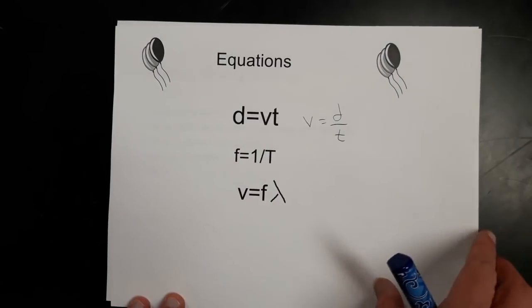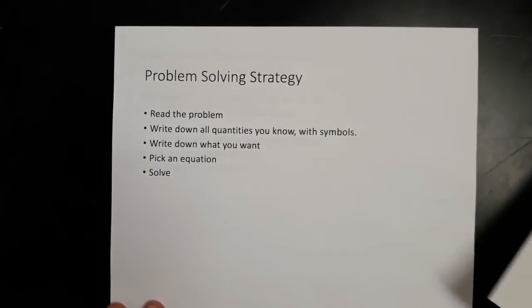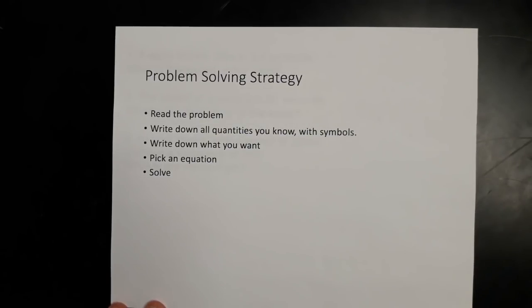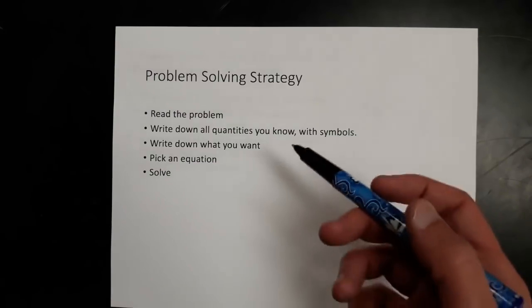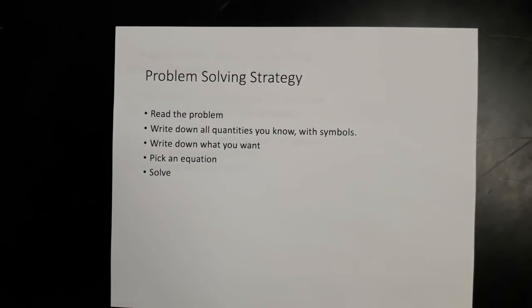Let's use them. Let's do some practice. Now, our problem-solving strategy for all these is going to be the same. We read the problem. Then we write down everything we know with symbols. So write down things like, lambda equals 5 meters for wavelength equals 5 meters, and so on. By doing this, you are putting down what is important and rejecting all the unimportant stuff. Then you're going to write down the symbol for what you want. Now you've got all the symbols and all the numbers.